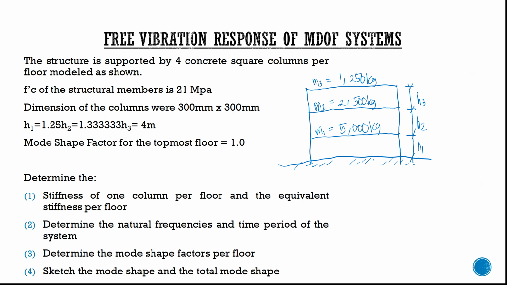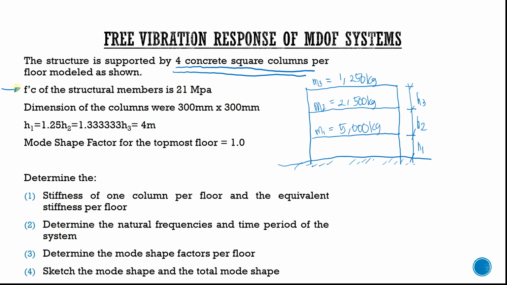So what we have here is a structure supported by four concrete columns per floor, modeled as shown. It is very important to read the problem carefully. We have four concrete square columns. Please take note that this may not always be the case. At times we may give another value, like six concrete square columns, and so forth. It might be concrete, it might be a steel column. So in this specific problem, we have four concrete columns for the structure.